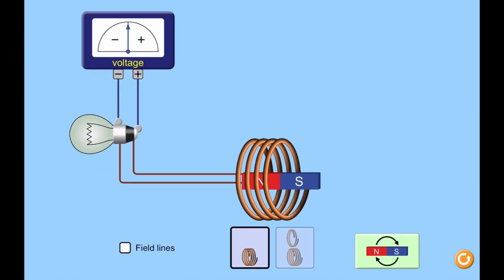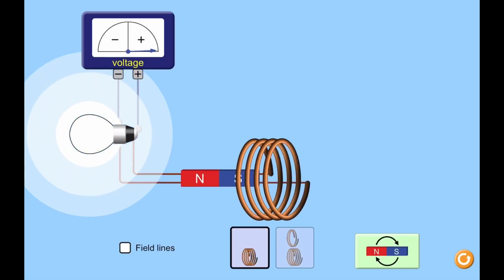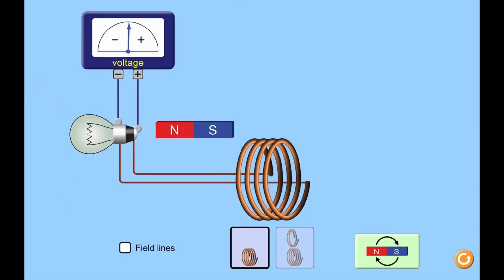Fine. Now I am going to take that bar magnet completely through the other side itself. So south will be leaving. Once again the bulb is glowing. I don't know whether you noticed the direction of the needle. So I'll do it again.